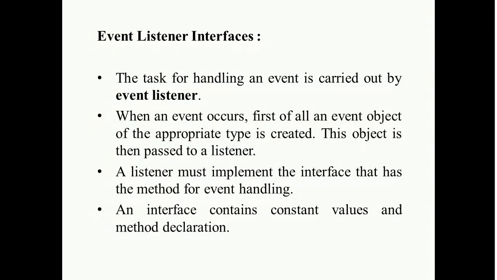First, see what an event listener interface is, where it is used and when it is used. The task of handling an event is carried out by the event listener. When an event occurs, first of all an event object of the appropriate type is created, and this object is then passed to the listener. A listener must implement the interface that has the method for event handling. It means all these 7 event listener interfaces implement the interface that has the method for event handling.